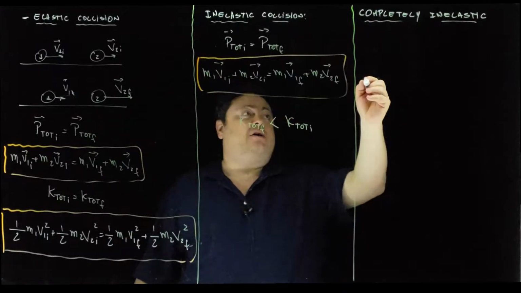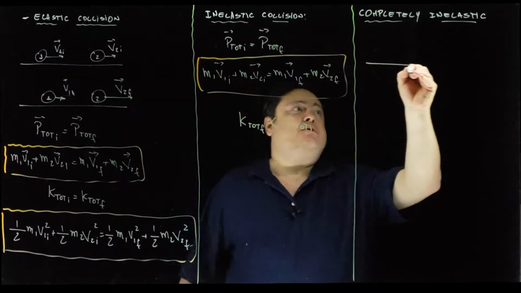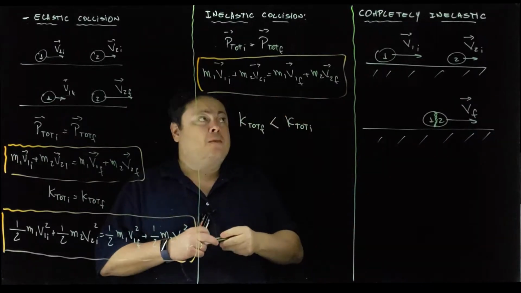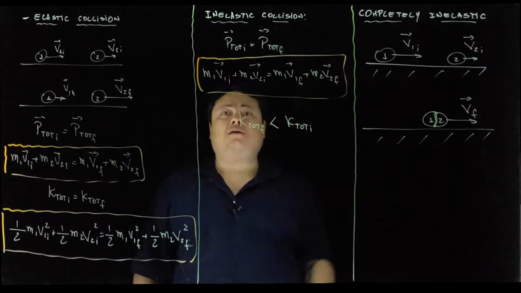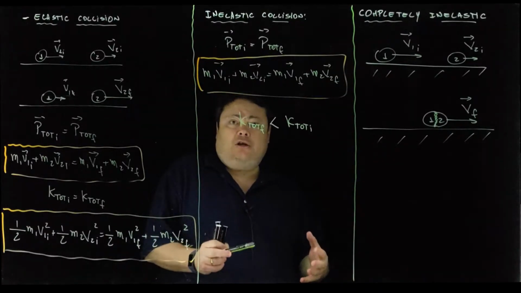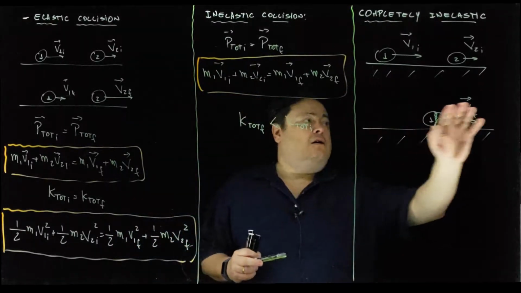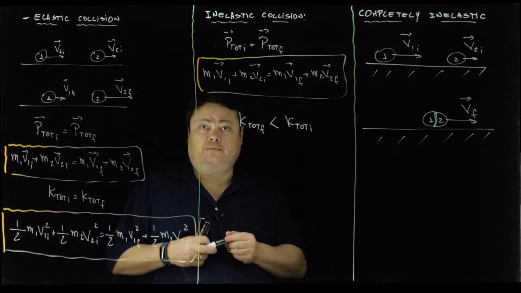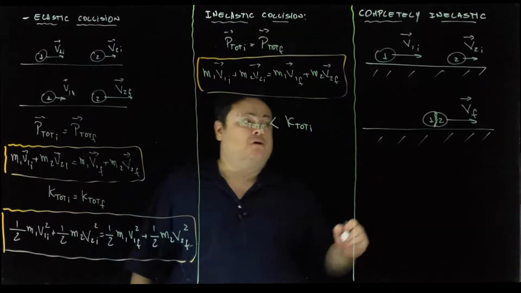So I want to have a system that would look like this here, perhaps. The objects approximate each other with velocities v1 initial and v2 initial. They crash, and then they get stuck. And after that, they keep on moving with a total combined velocity v final. Momentum is conserved.